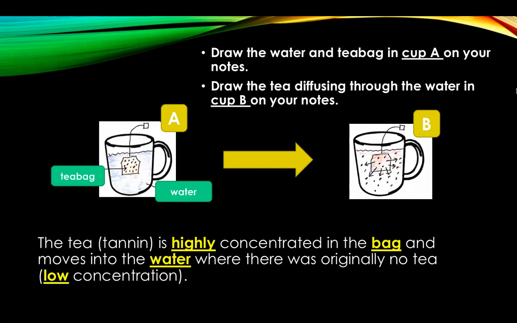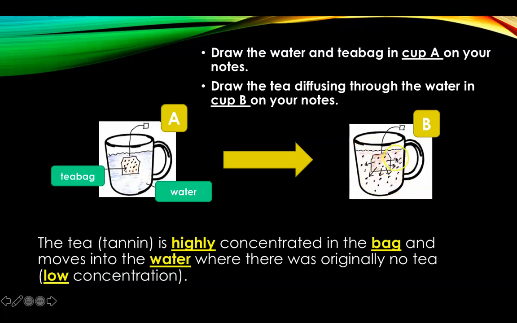So what you're going to do now is on your notes where you see the 2 teacups, you're going to draw in a tea bag in the water to simulate high concentration, the tea in the tea bag that has not dispersed out to an area of low concentration. And then in your other teacup, you're going to draw what it should look like when the tea has distributed out into the water.